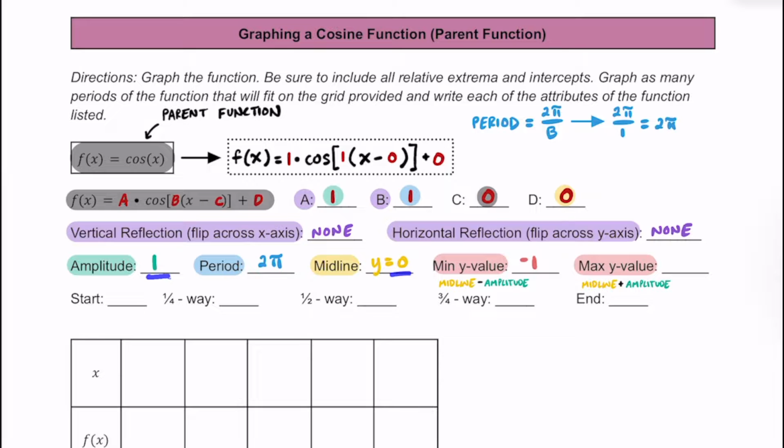We're going to go ahead and add 1. That's going to be the highest value here. So 0 plus 1 is going to be positive 1. So that's going to be our maximum y value for this function. All right, so that's all the background information.